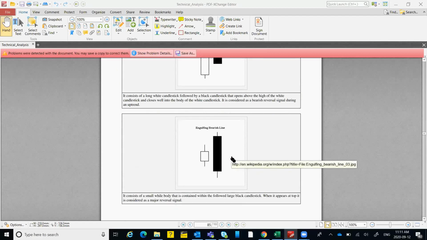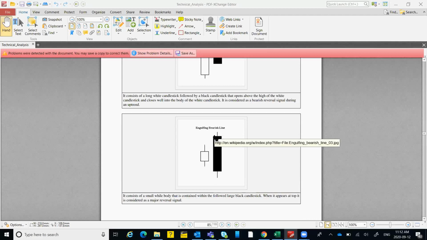The next important thing here is bearish engulfing. There will be a small white body, and this will be completely engulfed by a black body. The opening price will be higher than the closing price of the previous candle, and the closing price will be lower than the opening price of the previous candle. So simply, the white body will be small and the black body will be large, and it will be large on both ends, not on one end. It will cover the previous candle completely from the upside as well as from the downside.